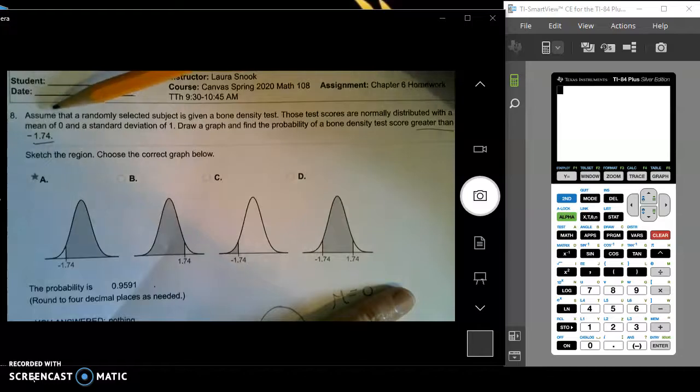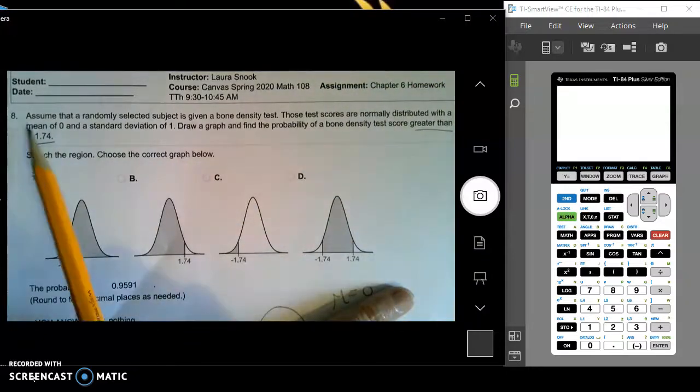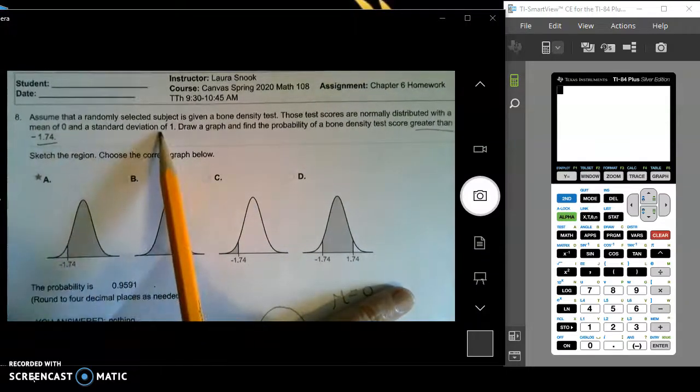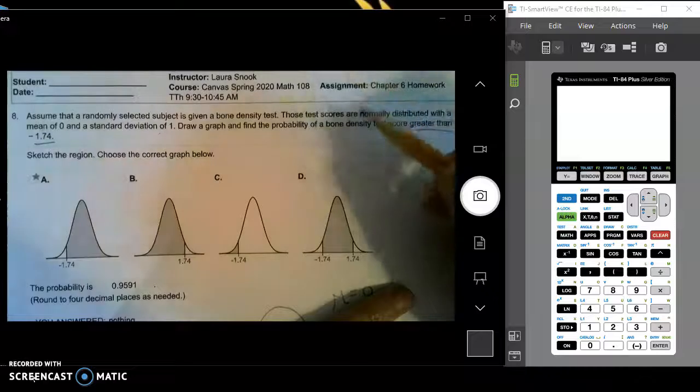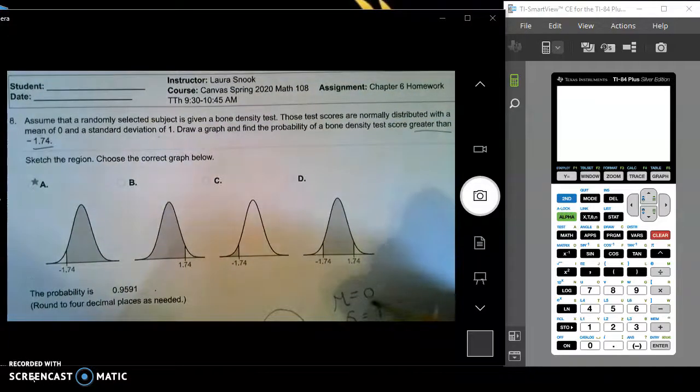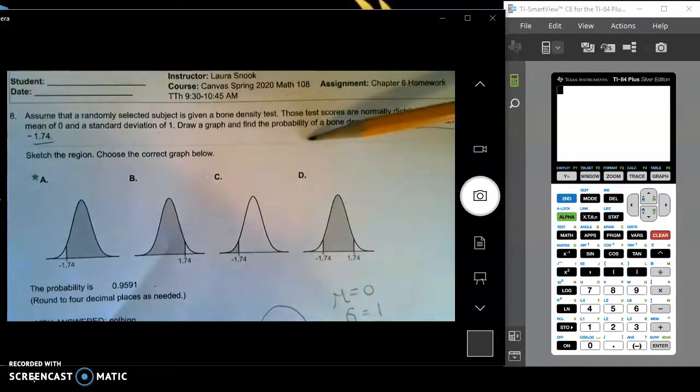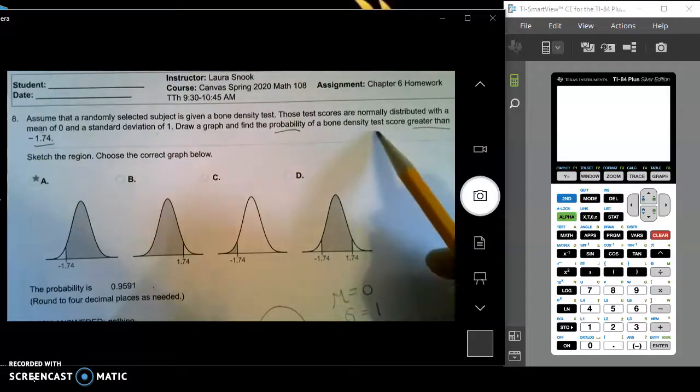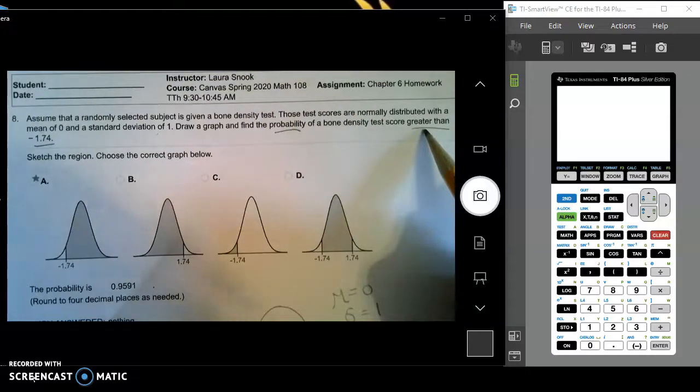Okay, so it says assume that a randomly selected subject is given a bone density test. The test scores are normally distributed with a mean of 0 and a standard deviation of 1. That's what makes it a standard normal distribution. I'll put that here as well. Draw a graph and find the probability of a bone density score that's greater than negative 1.74.